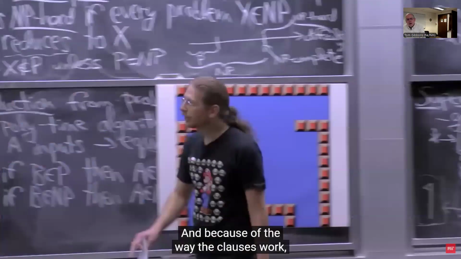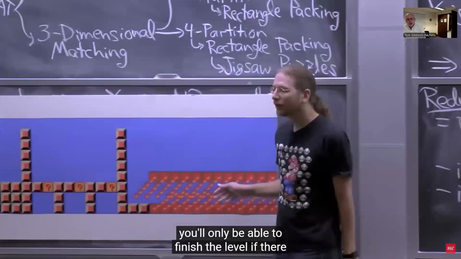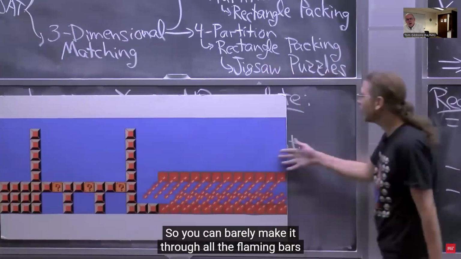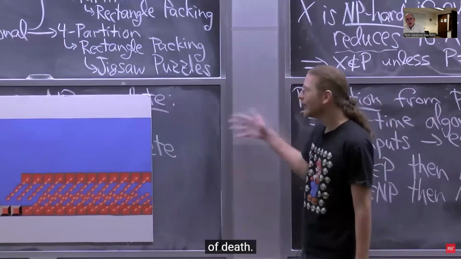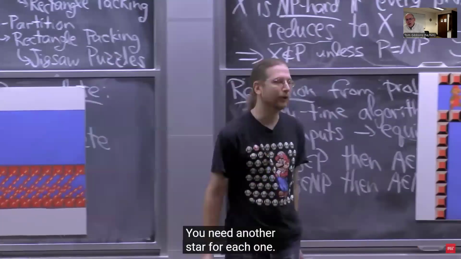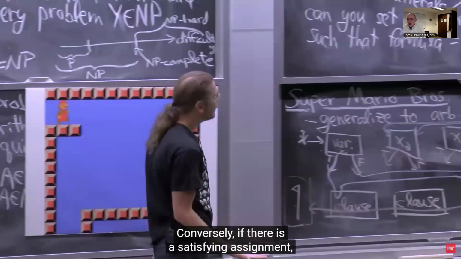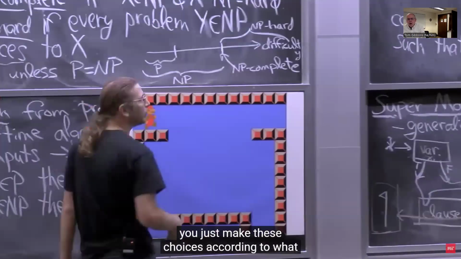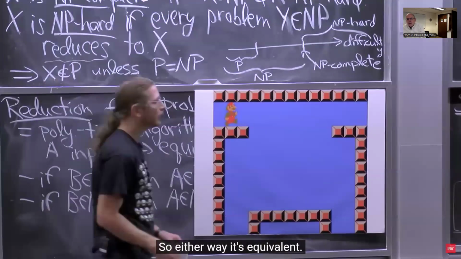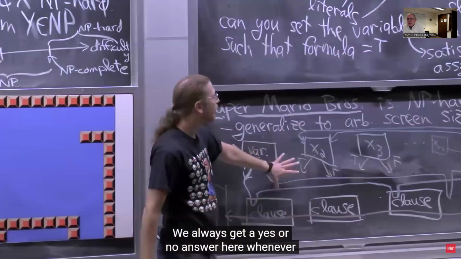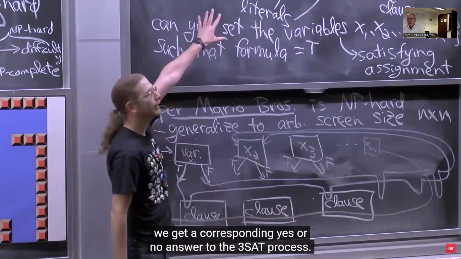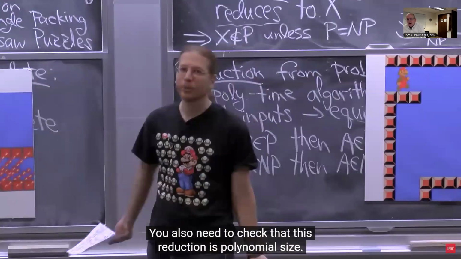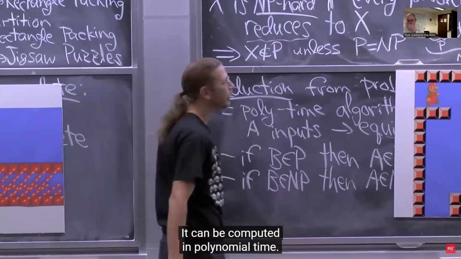And because of the way the clauses work, you'll only be able to finish the level if there was at least one star here. And the stars run out after some time, so you can barely make it through all the flaming bars of death. Then you get to the next clause, and you need another star for each one. Conversely, if there is a satisfying assignment, you can actually play through the level. You just make these choices according to what the satisfying assignment is. So either way, it's equivalent. We always get a yes or no answer here whenever we get a corresponding yes or no answer to the original problem. And you also need to check that this reduction is polynomial size, that it can be computed in polynomial time.